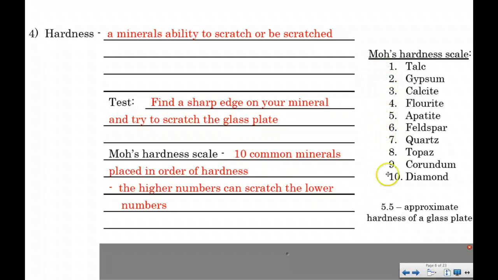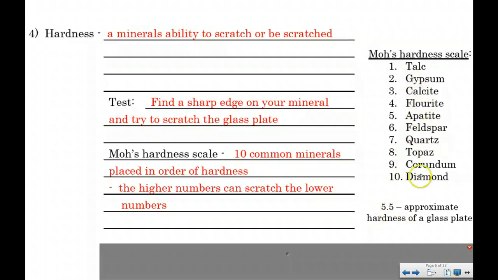And so if you were to take talc or gypsum or calcite or fluorite or even this apatite and try and scratch glass, it wouldn't scratch it because these are all less than 5.5. If you take feldspar, quartz, topaz, corundum, or diamonds and scratch it against the glass, it will leave a scratch on the glass. It will leave a mark on the glass. And so those would mean that these are harder than the glass. And so you can use that.